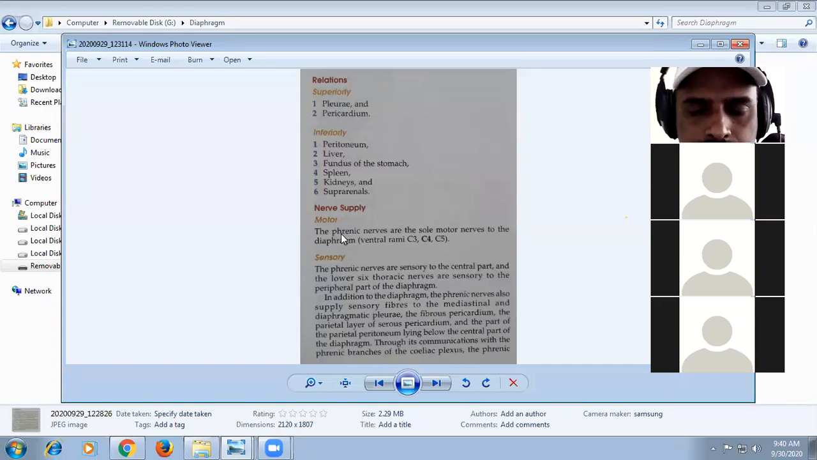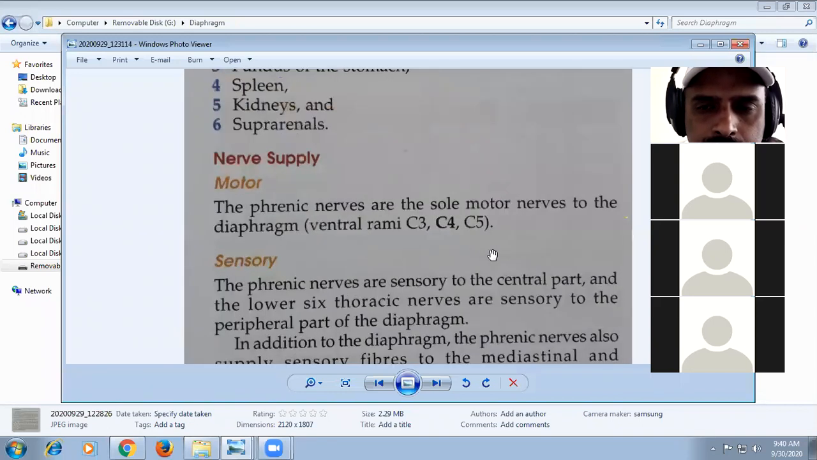So irritation of the diaphragm can cause shoulder tip pain, because they arise from the same root. Any disease or irritation of the diaphragm may cause shoulder tip pain. Why? Because their root value is the same, the phrenic nerve and the suprascapular nerve. That is a very important point you have to know. Sometimes a pathology or disease affecting the diaphragm mimics shoulder pain. So you should rule out whether there is any disease relating to the diaphragm when a person has shoulder tip pain. This is a very important point to remember.